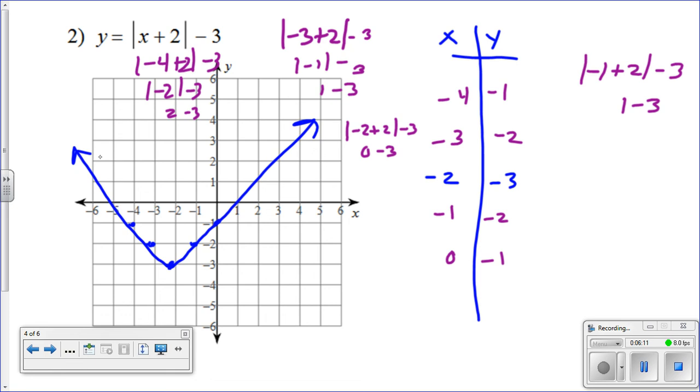Now, hopefully you also remember from transformations that this is going to move it down 3, and this is actually going to move it left 2. So you'll notice our parent function has been shifted left 2, down 3.